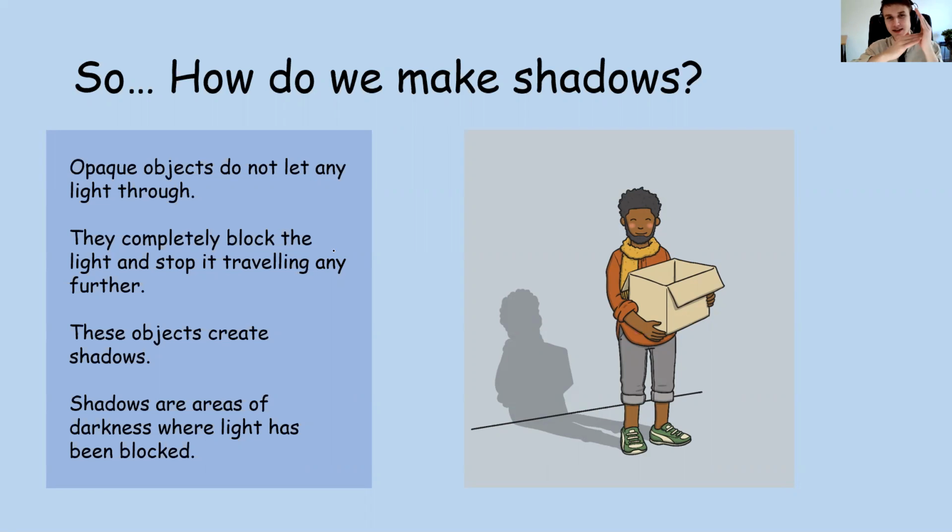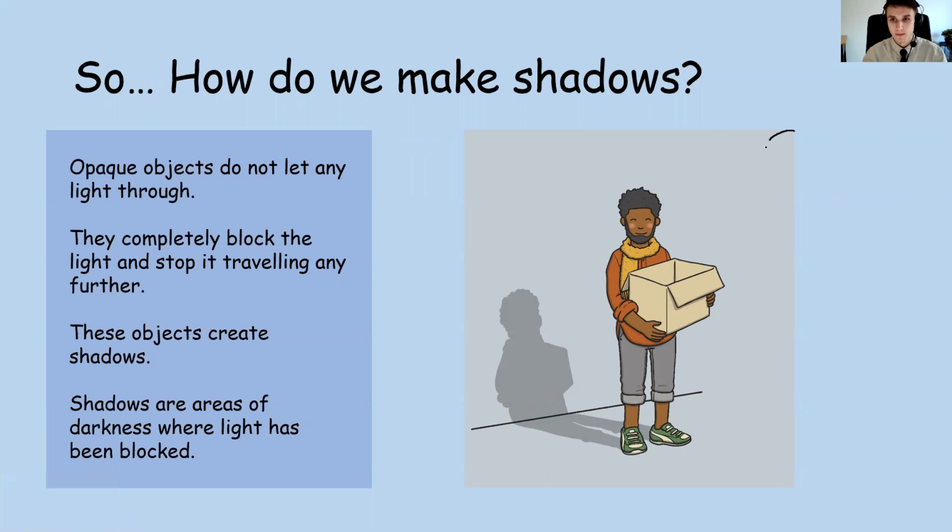When the light hits that opaque object, it stops traveling. It can't travel any further. It can't go through the object. So as it says there, that means it completely blocks the light and it stops it from traveling any further. That means then that there's going to be an area behind that object where no light can reach, unless there's another light source behind.